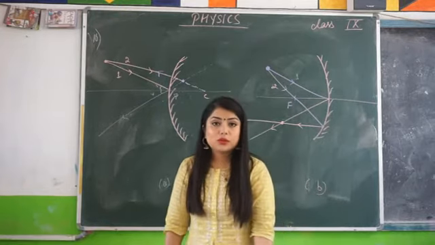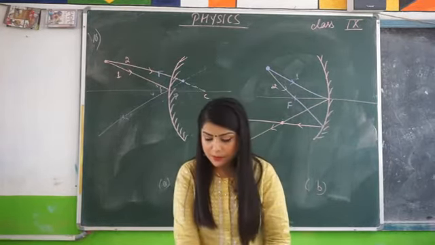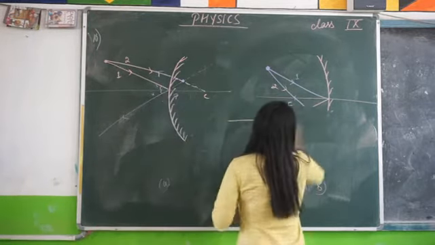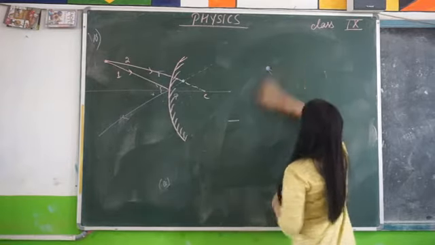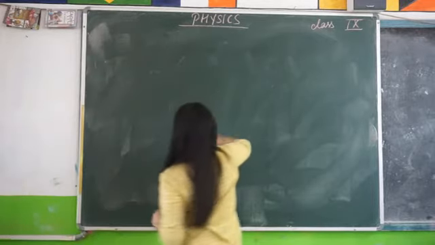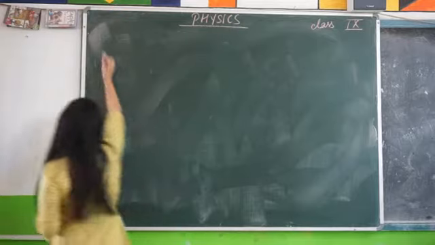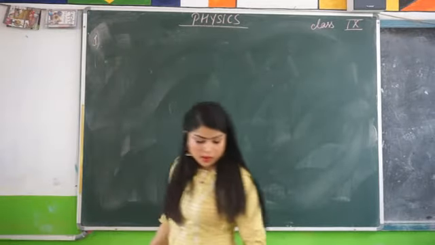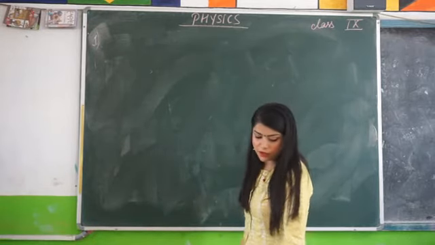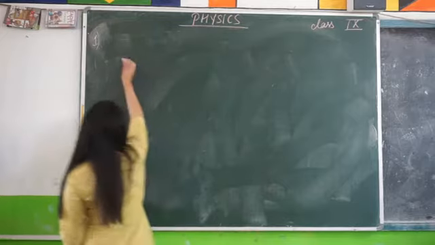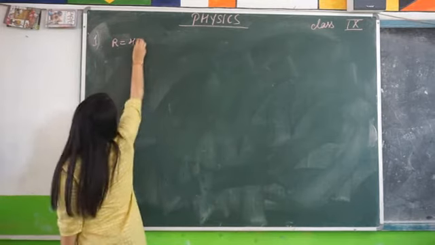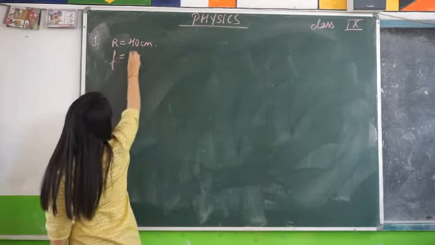Now I will move on to the numericals. Page number 166. We'll solve the numericals. I'll start with question number 1. The radius of curvature of a convex mirror is 40 cm. Find the focal length. So the radius R is given as 40 cm, and we have to find the focal length.